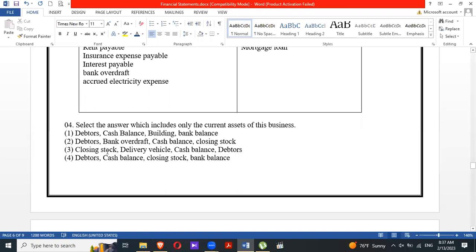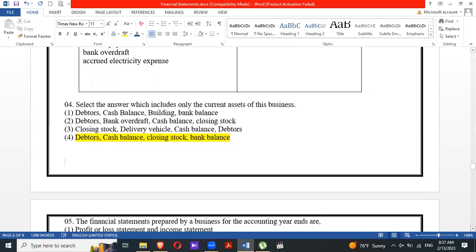Third one, closing stock, delivery vehicle, cash balance, debtors. Here, other than delivery vehicle, all are current assets. Delivery vehicle is a non-current asset. Fourth one, debtors, cash balance, closing stock, bank balance. Yeah, that's the answer. So the right answer should be the fourth one.